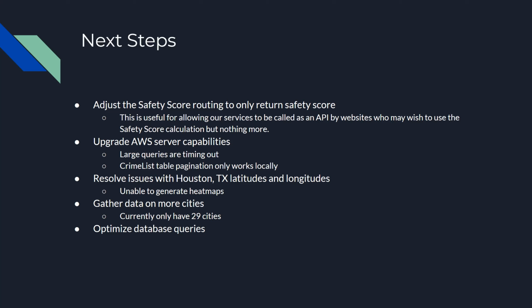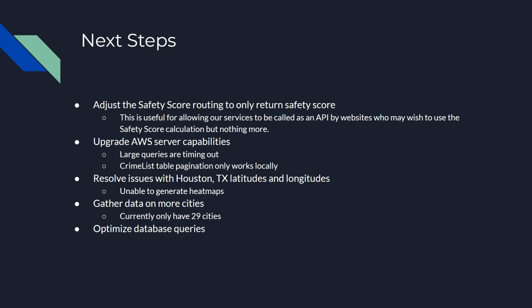The next thing we want to do is upgrade our server capabilities. As we mentioned in the limitations, we're running into memory issues with our AWS server, which is causing some big queries to time out on the live server. Upgrading to a more memory-inclusive server should resolve those issues.